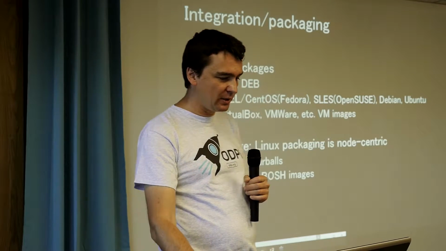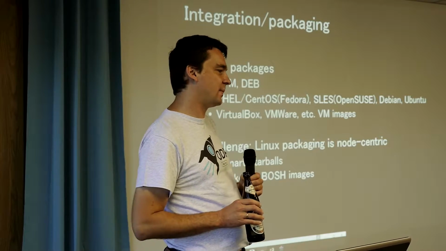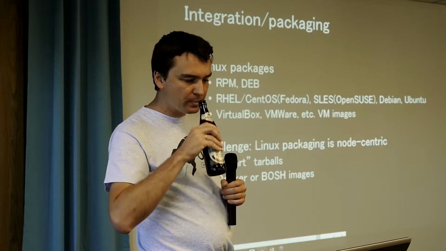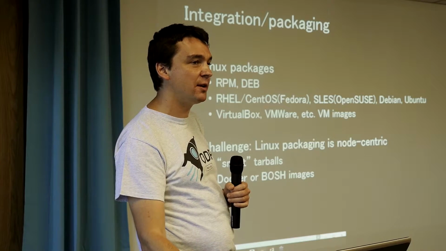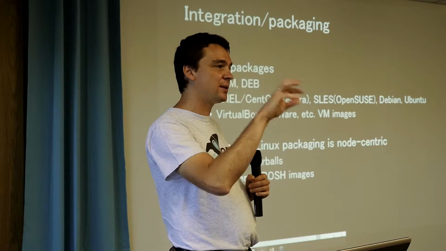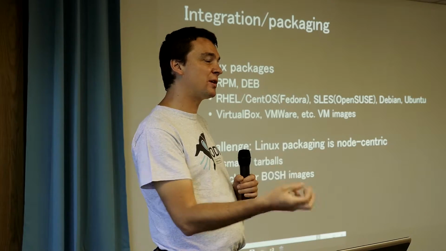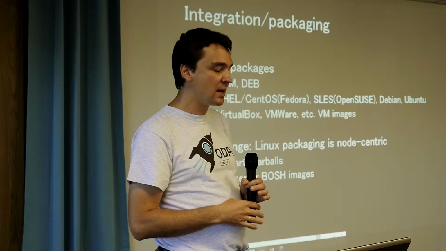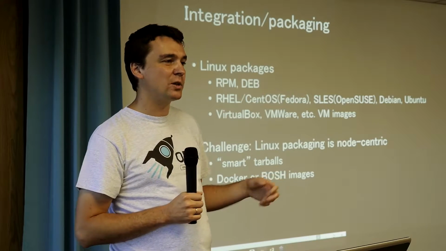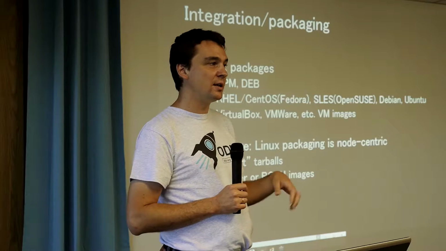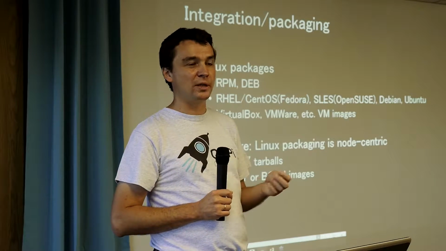But these days, Linux is a good starting point, but it's not sufficient. After all, Linux packaging is very node-centric. You just provide an image for a node, and there is no notion of orchestration built in whatsoever. So we try to experiment with the idea of smart tarballs, or Docker or BOSH images. All of that experimentation is going on in Bigtop right now.